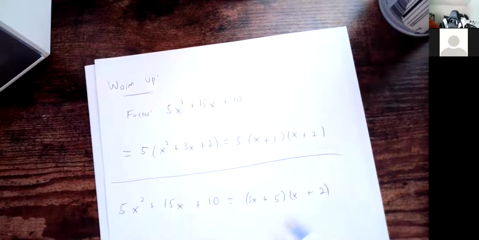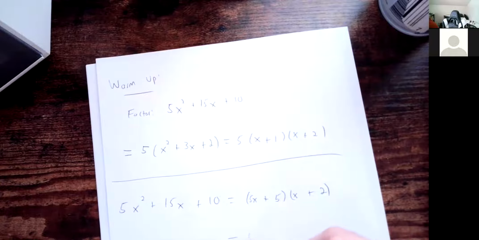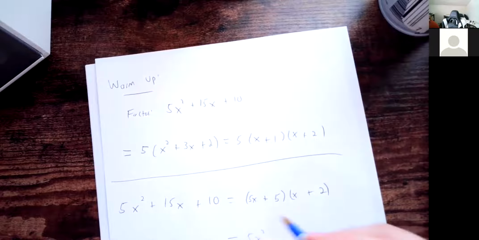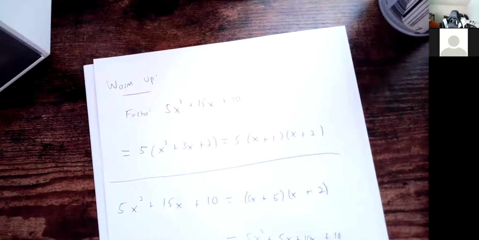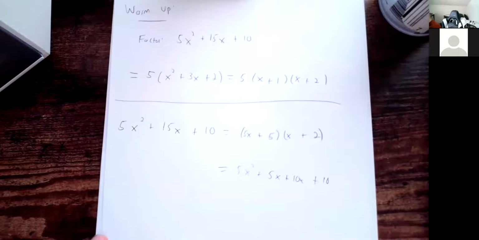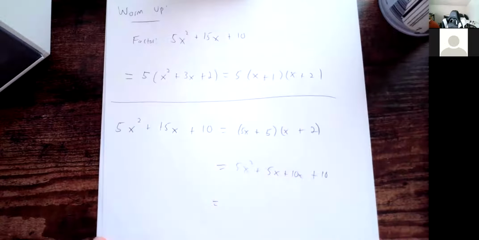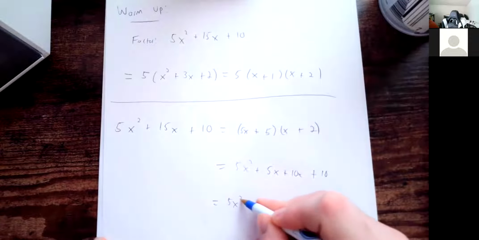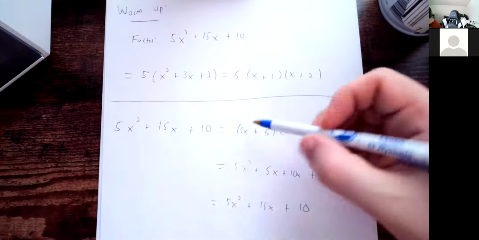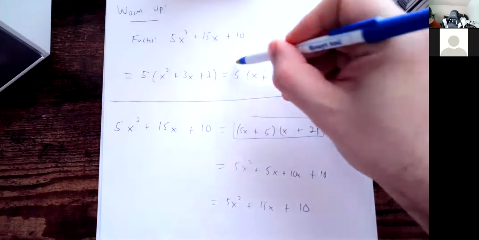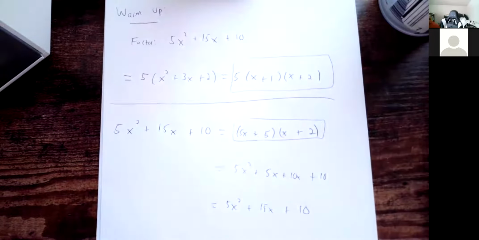But you do this and you test it out. So what does it mean to test it out? You're really just multiplying it out. So you get 5x squared. And the middle term is going to be 5 times x plus 2 times 5x. That's 5x plus 10x. And then the final term, of course, has to be 10. So that gives us 5x squared plus 15x plus 10. So that means that this way is a totally fine answer. And this way is a totally fine answer.